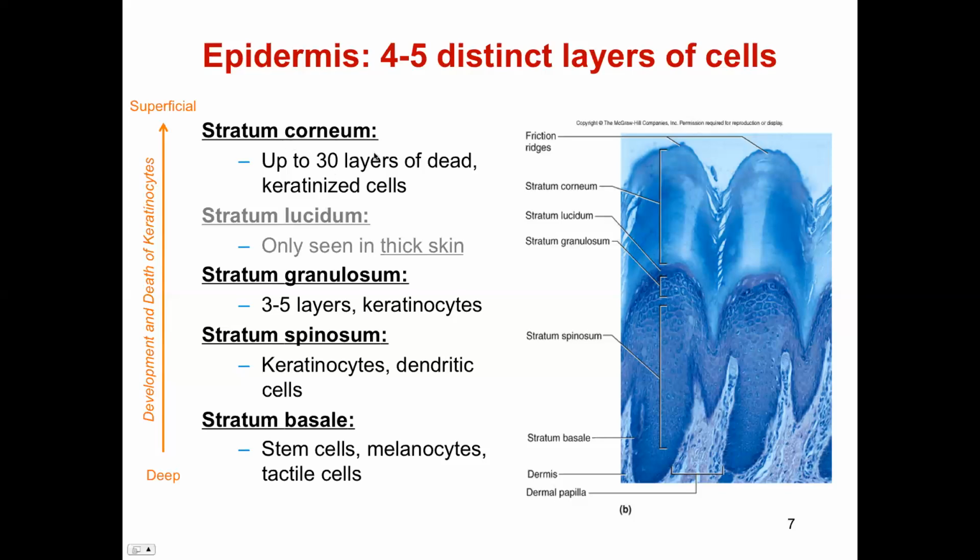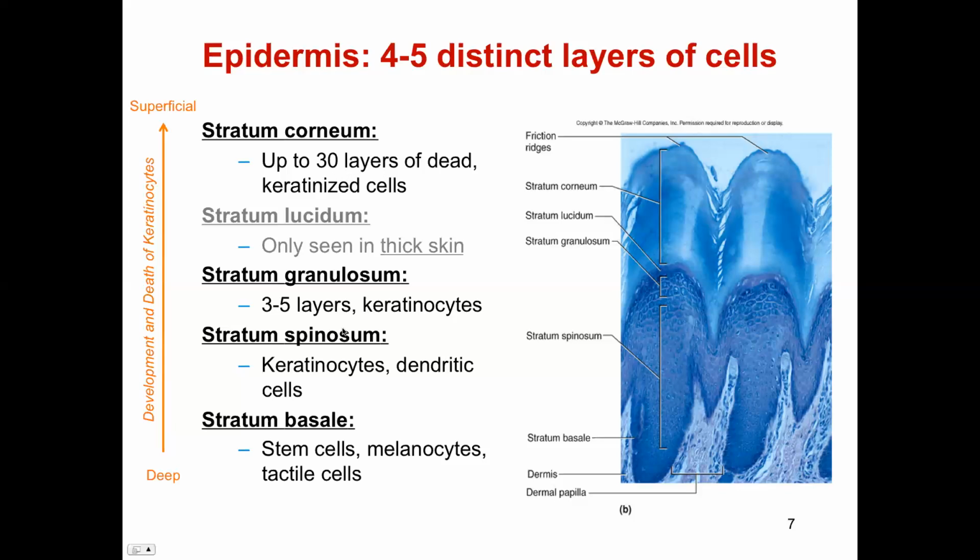And then the last one is the stratum corneum, which is very often the thickest layer. Here the keratinocytes are dead. So this is our dead layer. This is your protective layer. And you're losing these layers of skin all the time, because if you rub your hand on something, you're going to lose some skin cells.